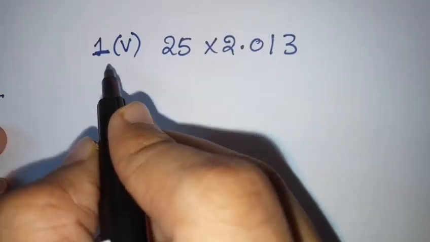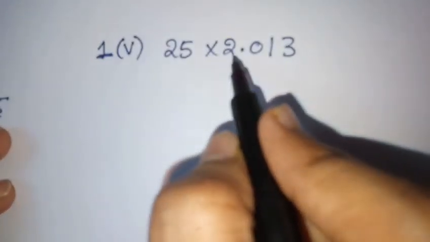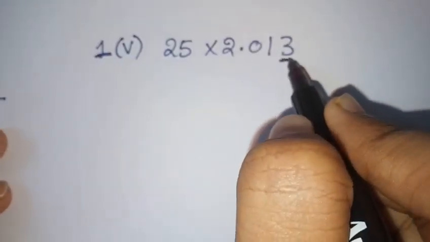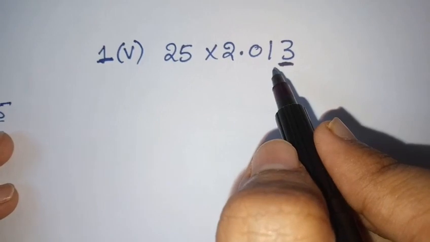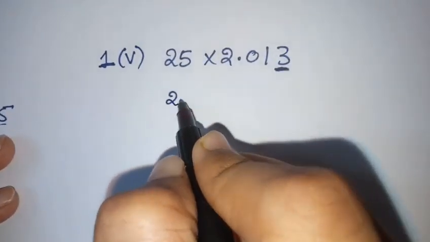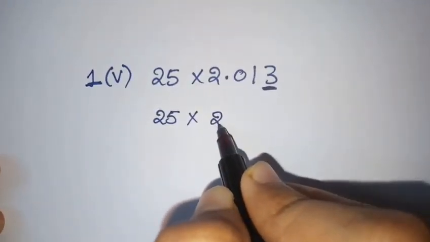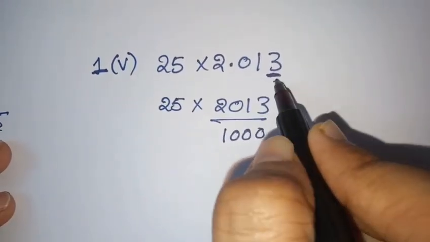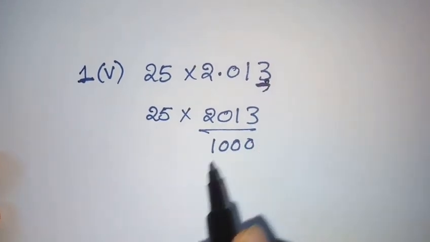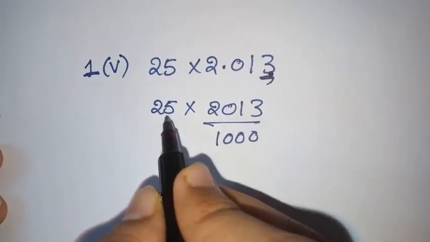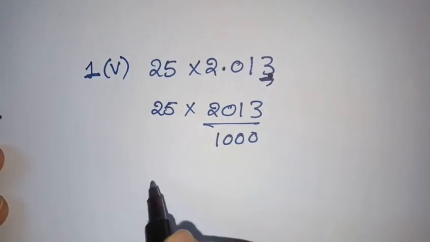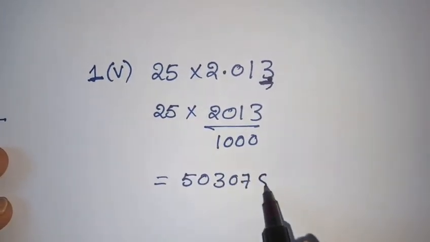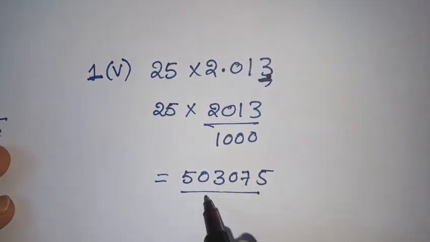Next problem, first Roman, fifth one: 25 into 2.013. So in 2.013, the 3 place value is thousandths. Thousandths means 1 by 1000. So by removing the decimal point, 2013 by 1000. Why? Because the place value of 3 is thousandths. So multiply numerator into numerator: 25 into 2013 multiply, you will get 503075. Denominator write 1000 as it is.